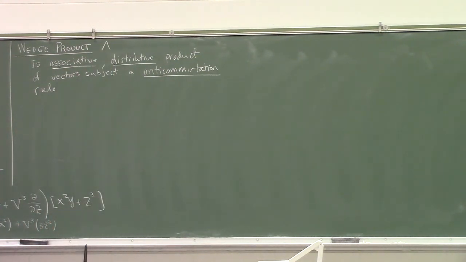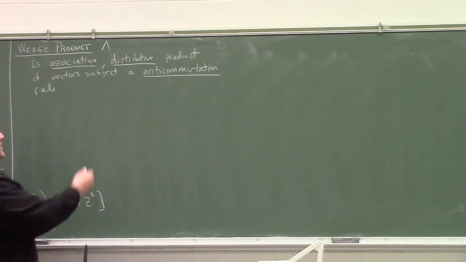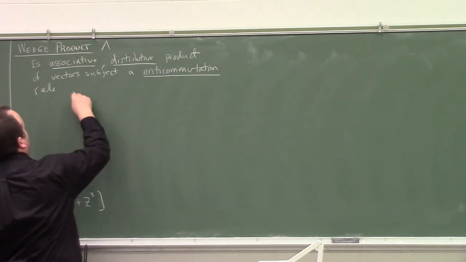So you should think about this in kind of the same way you think about a cross product in calculus 3. It's some new thing to do with vectors, right? But at the same time, you shouldn't think of it as a cross product from calculus 3, because the wedge product of two vectors is not a vector again. It's something else.